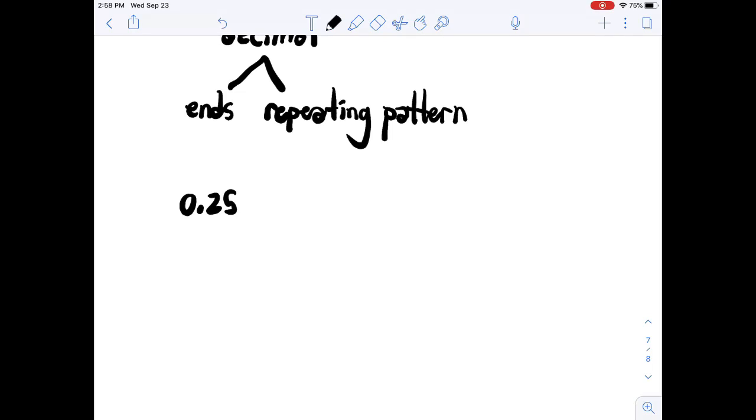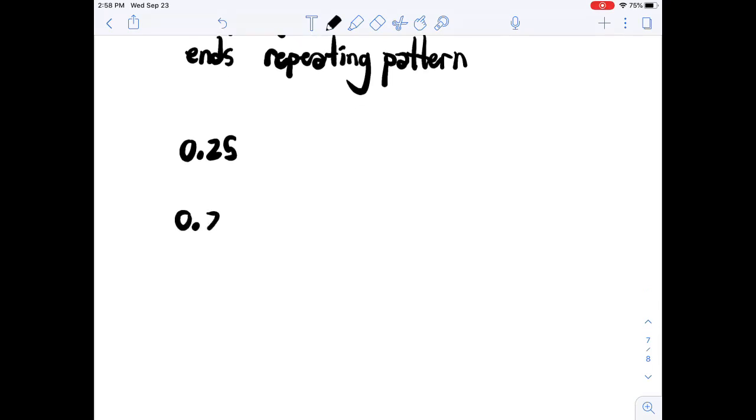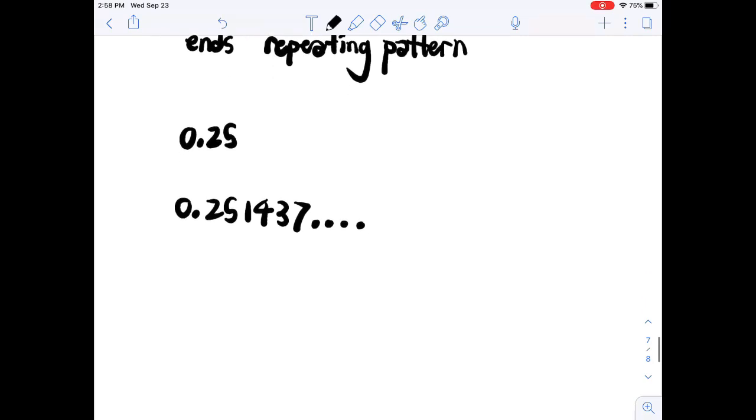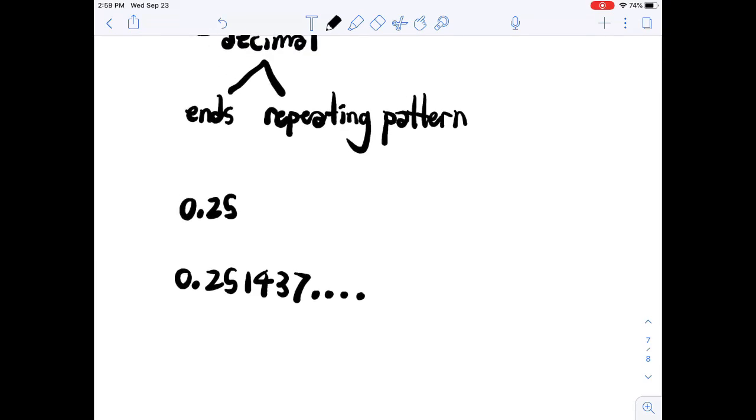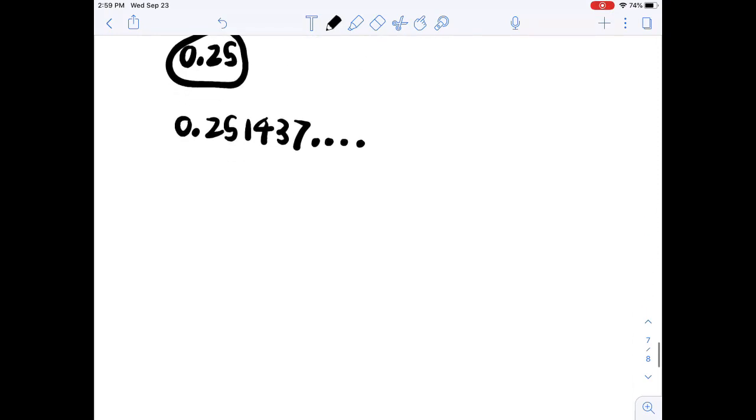Now let's look at this decimal. 0.251437, and it just goes on forever with these random types of numbers, and it never ends. This is not a rational number. This is an irrational number, which we'll talk about in a little bit. But the point is that if a rational number is in the form of a decimal, it either has to end, like 0.25, or it has to have a repeating pattern like this.